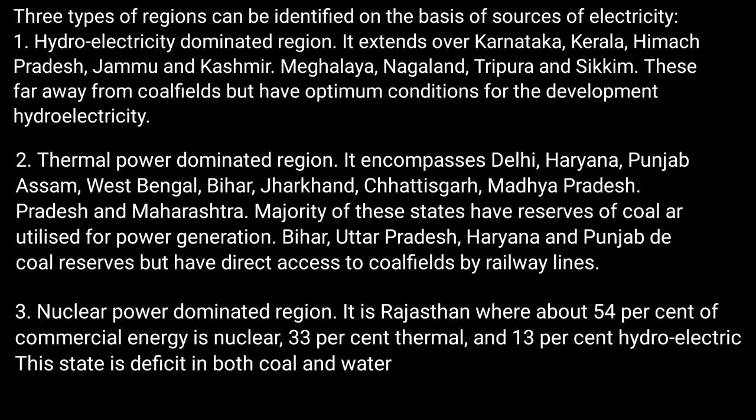Okay, so three types of regions can be identified on the basis of source of electricity. The hydroelectric dominated region extends over Karnataka, Kerala, Himachal Pradesh, Jammu Kashmir, Meghalaya, Nagaland, Tripura and Sikkim. These are far away from the coal fields but have the optimum conditions for the development of hydroelectricity because of the presence of rivers. The thermal power dominated region encompasses Delhi, Haryana, Punjab, Assam, West Bengal, Bihar, Jharkhand and Chhattisgarh. The majority of these states have reserves of coal utilized for power generation.